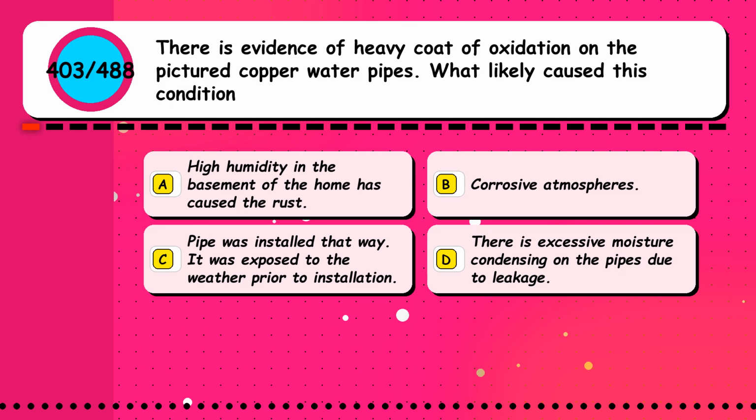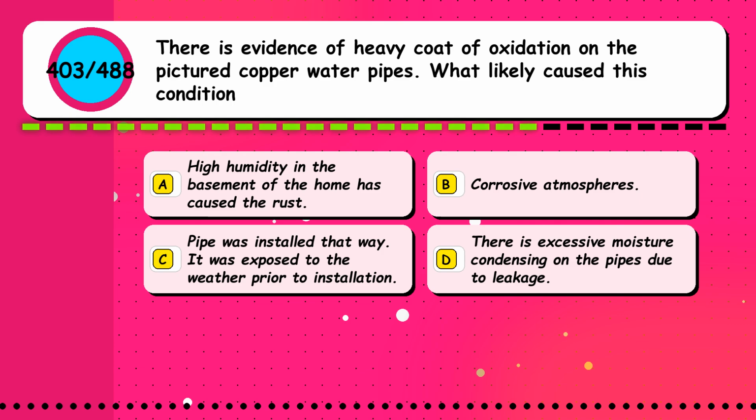Question 403. There is evidence of a heavy coat of oxidation on the pictured copper water pipes. What likely caused this condition? Option A, high humidity in the basement of the home has caused the rust. Option B, corrosive atmospheres. Option C, pipe was installed that way. It was exposed to the weather prior to installation. Option D, there is excessive moisture condensing on the pipes due to leakage.